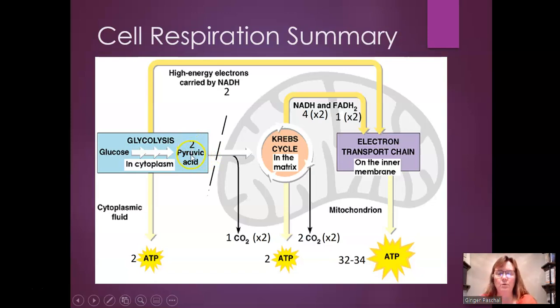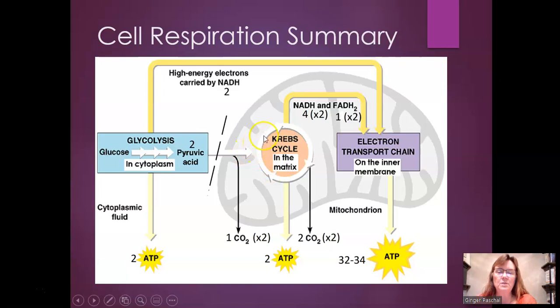Now this dashed line is here because everything after this process we have to do each time with each pyruvate. So we send 1 pyruvate through, and when we do, we get 1 CO2, and we multiply it by 2 because we have two pyruvates. That pyruvic acid goes into the Krebs cycle, which happens in the matrix. The matrix is the location.